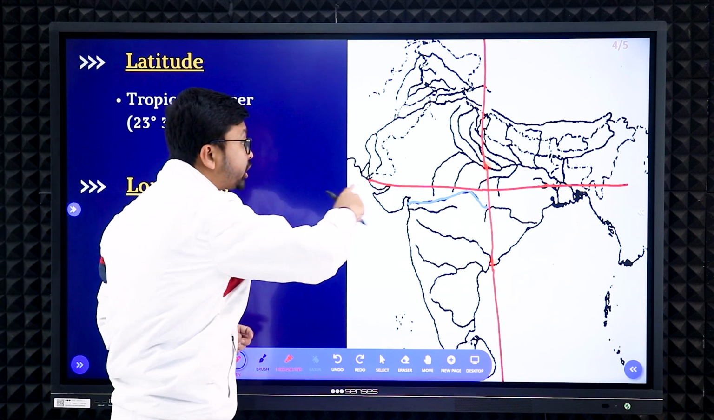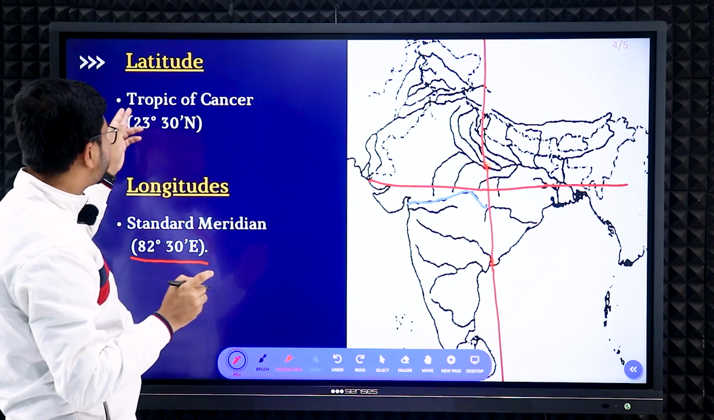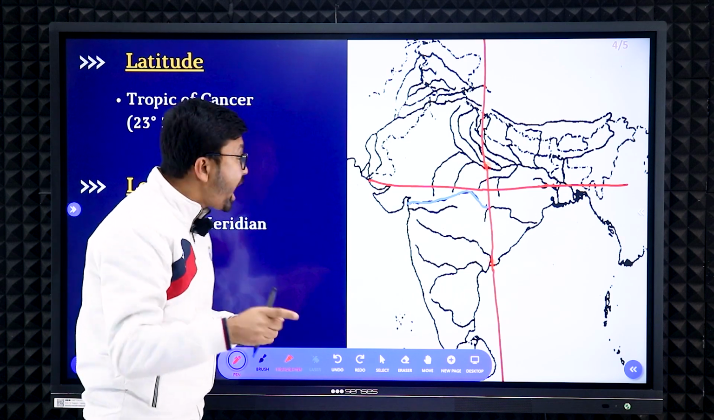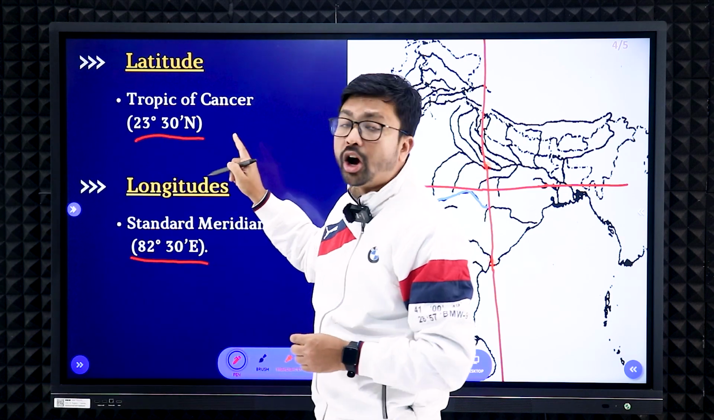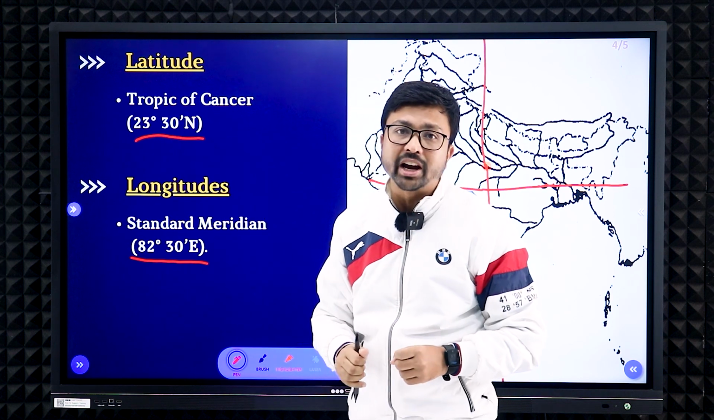As I said, along with the Tropic of Cancer line, you need to mention Tropic of Cancer, and don't forget to mention these things, 23 degree and 30 minute north. If you will not mention this, you will not get marks, right?